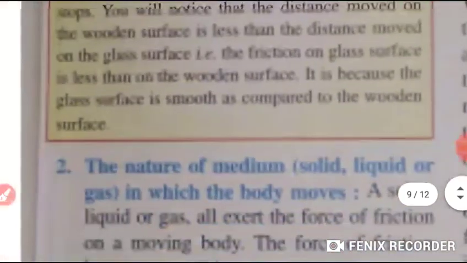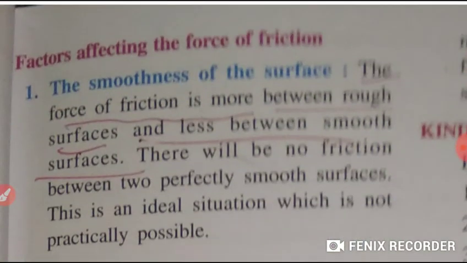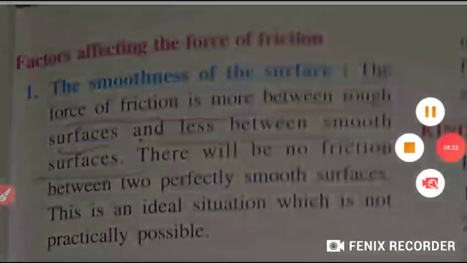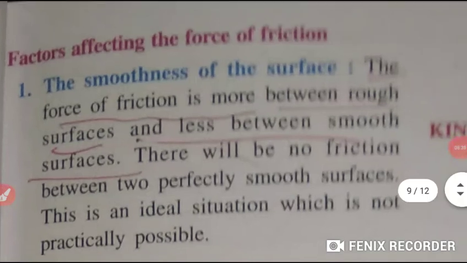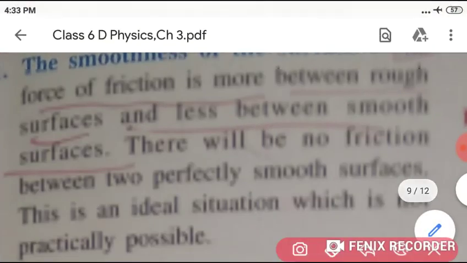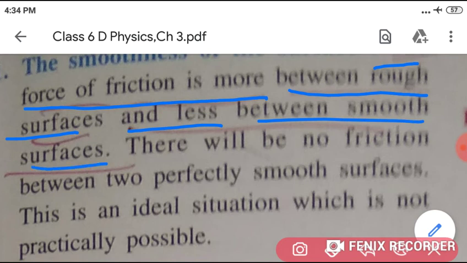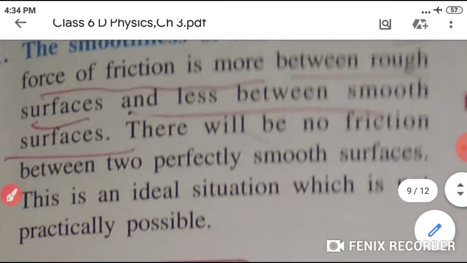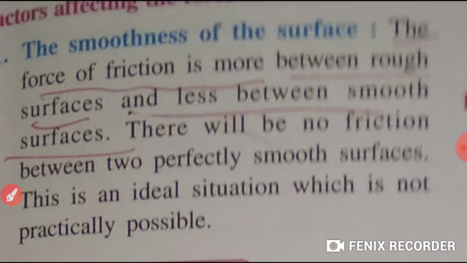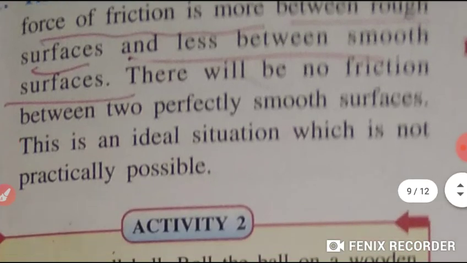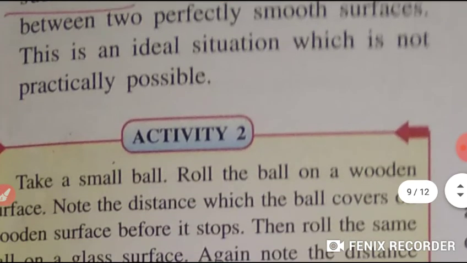Okay, students. Now, what are the factors affecting the force of friction? So, let's see. First, the smoothness of the surface. Students, the force of friction is more between the rough surfaces and it is less between the smooth surfaces. Underline this, students, that the force of friction is more between the rough surfaces and less between the smooth surfaces. There will be no friction, students, between two perfectly smooth surfaces. This is an ideal situation which is not practically possible.